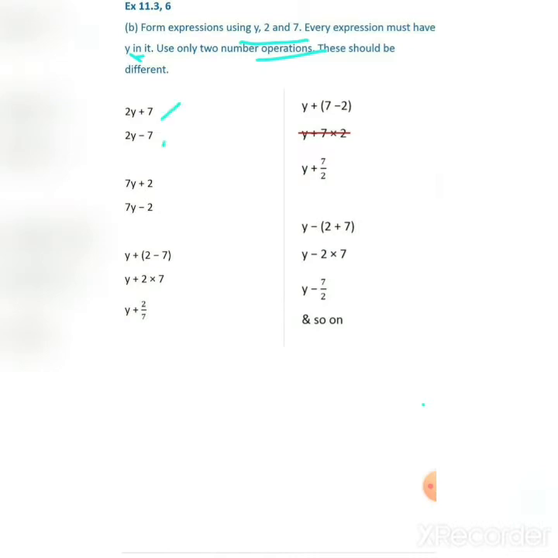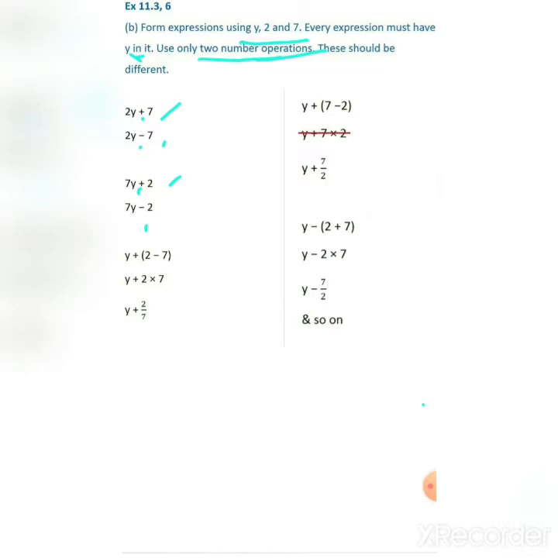y plus 2 plus 7, y plus 2 minus 7 you can form, or y plus 7 plus 2. What is the meaning of 2 number operation? What have you understood from this example? That means 2 times operation should not be used here. Only 2 number operation means first number and second number, and in between only one operation, like here plus, here minus, here again plus, this minus, this should come.